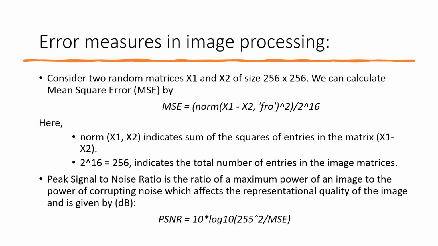The next topic we are going to discuss is the errors. As you can see here, we can calculate the mean square error by using the formula norm of x1 minus x2 whole square by 2 power 16. Here x1 is the original image and x2 is the compressed image. By subtracting them, squaring all the entries and dividing by 2 power 16, which is the total number of entries, we can get the mean square error. And along with that, we are going to calculate PSNR. PSNR is the peak signal to noise ratio, which is the ratio of the maximum power of an image to the power of corrupted noise. And we are going to calculate it in decibels.